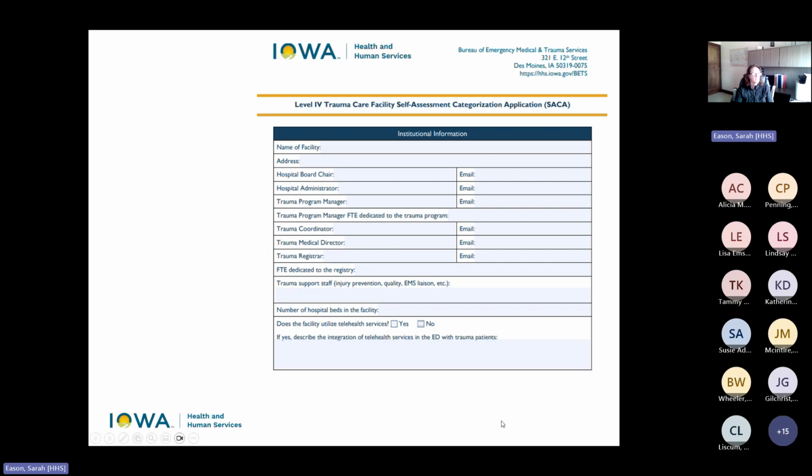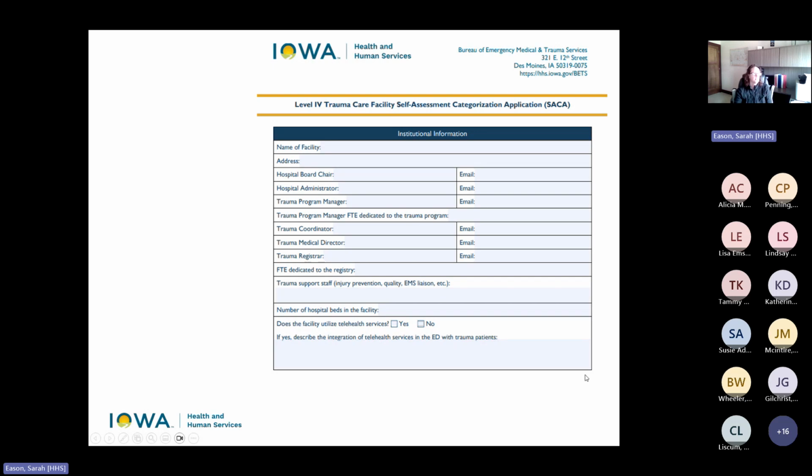So again, here's your first page of your SACA. I happen to pull up the level 4, looks the same for the level 3. Very self-explanatory on this page. The name of your facility. We want the official name of your facility that's listed on the IHA website, just to be consistent and professional on our final reports. A lot of hospitals change names and we don't realize it. So please make sure that you have your most recent name, and make sure that this is all accurate.